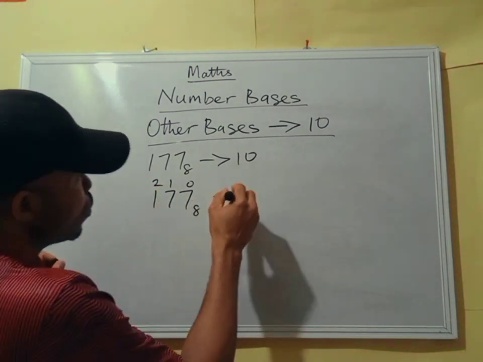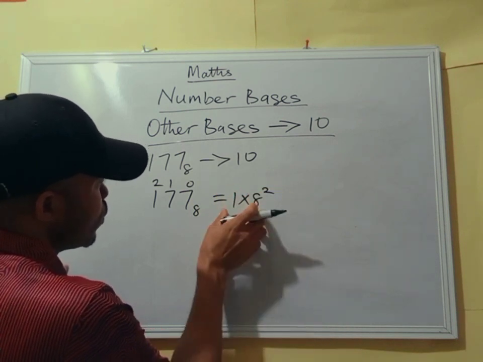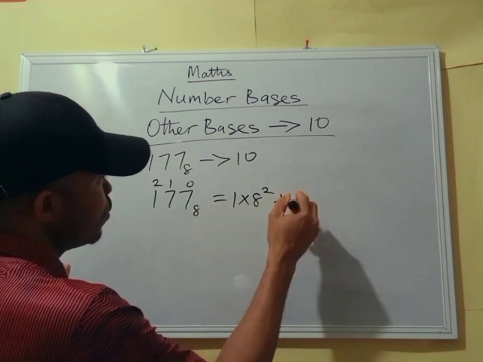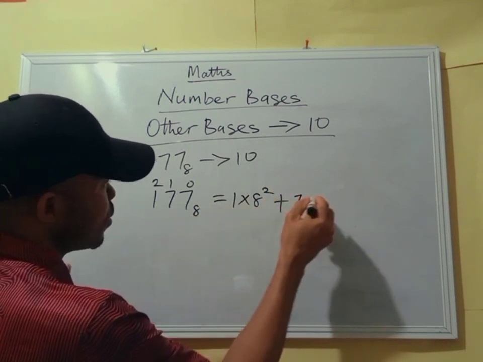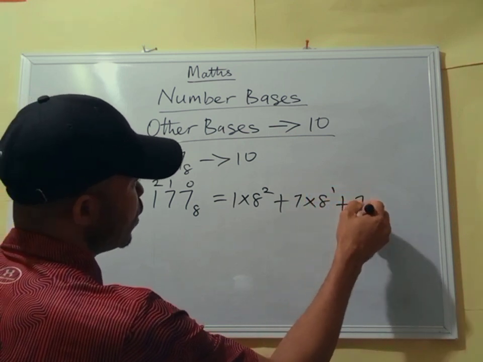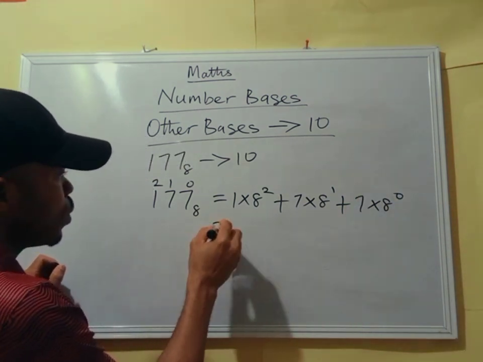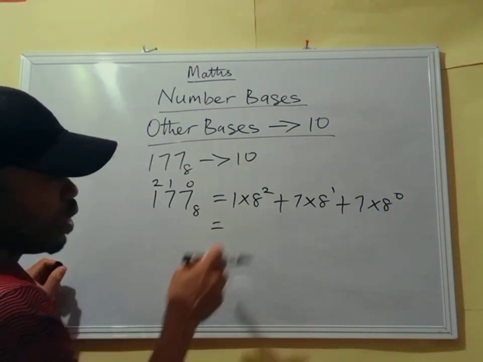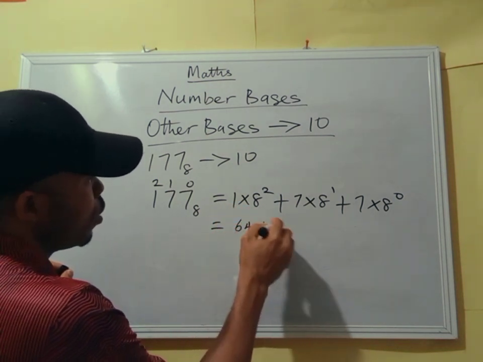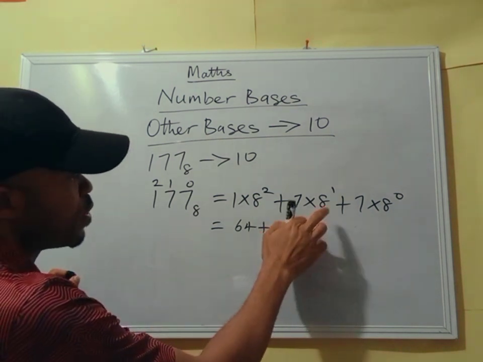So you have 1 times 8 raised to power 2. After each multiplication, we introduce addition. Next is 7 times 8 raised to power 1. Plus next is 7 again times 8 raised to power 0. So this is how to do it. 8 squared is 64. 64 times 1 is still 64. Plus 8 to power 1. Anything raised to power 1 is still that thing. 8 to power 1 is still 8.